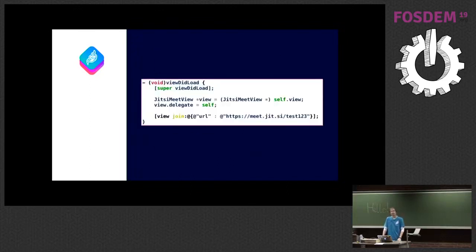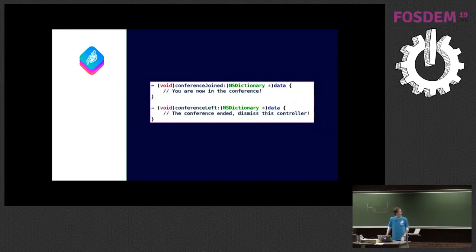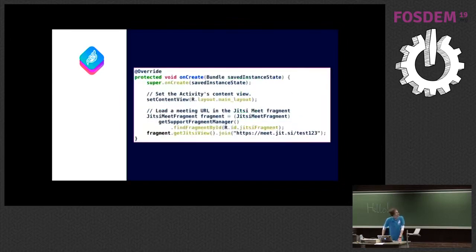Here's a quick example of how that looks. On iOS, you just get a hold of the view, call join on it, pass a URL, Bob's your uncle. Then you get some delegate methods telling you, hey, the conference started, hey, the conference ended, and then you may want to dismiss your controller. But that's it. You get events to know what was going on. And on Android, and this shows something new in the SDK, we added support for fragments. So you just take a fragment, get the view, and call join on it, and suddenly you have a view with a Jitsi URL, then you dismiss it and move on with whatever else your application was doing.